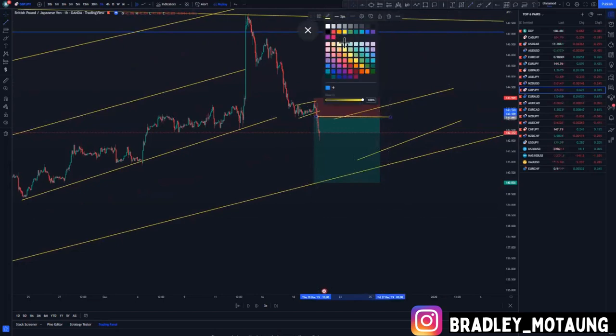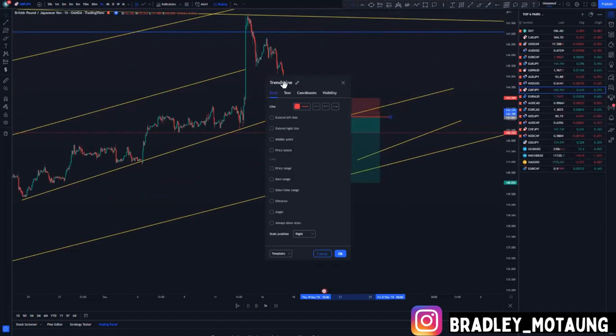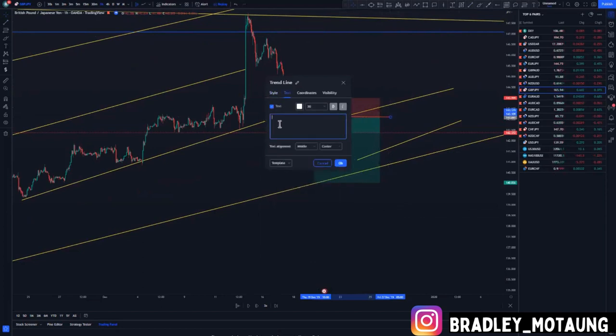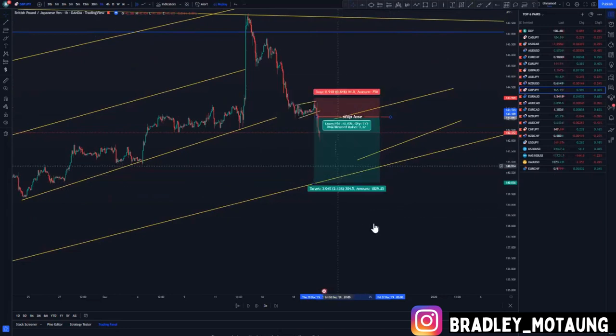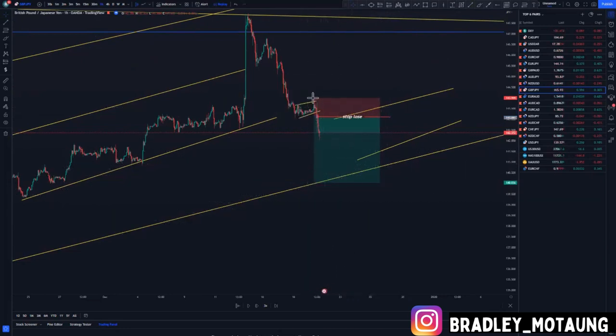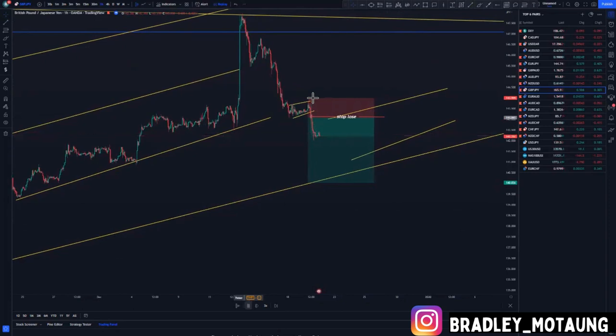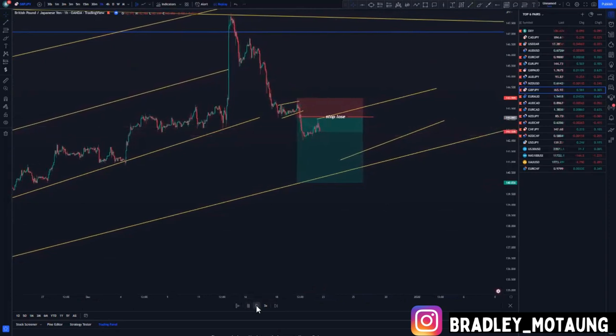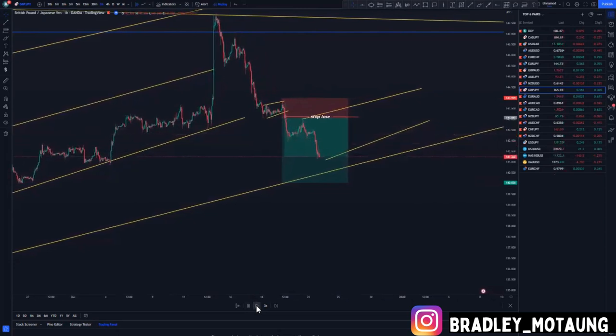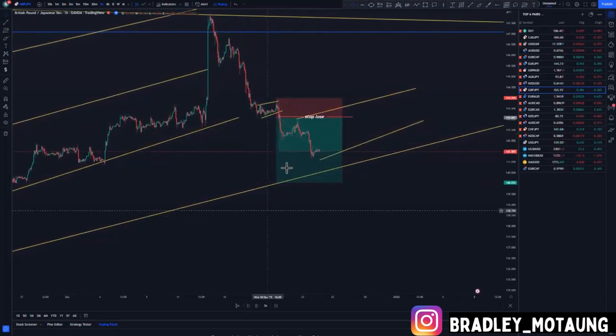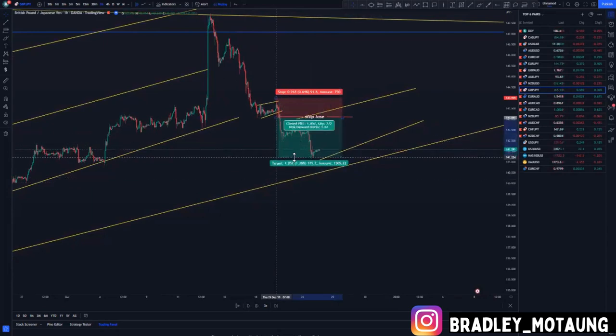Let me change the color for that one. Let me just make a text, stop loss, SL. So you have your stop loss at break even, and then let me just play the price action. Let me just make it a little bit faster. And then you're still in a good trade, né? Let me just stop that. And then we're still at about, let me just check.